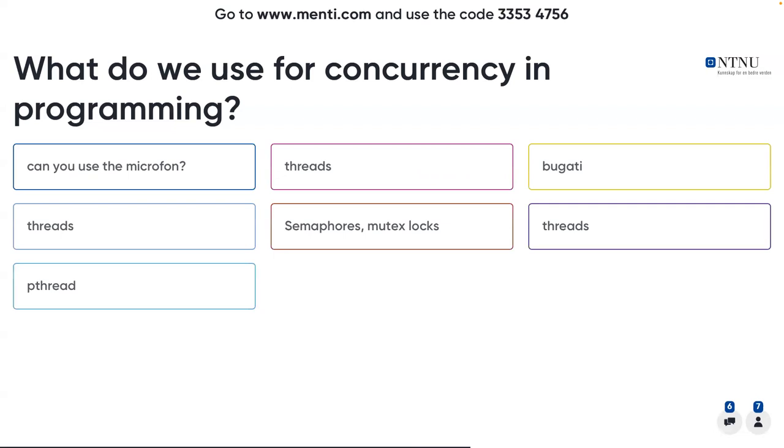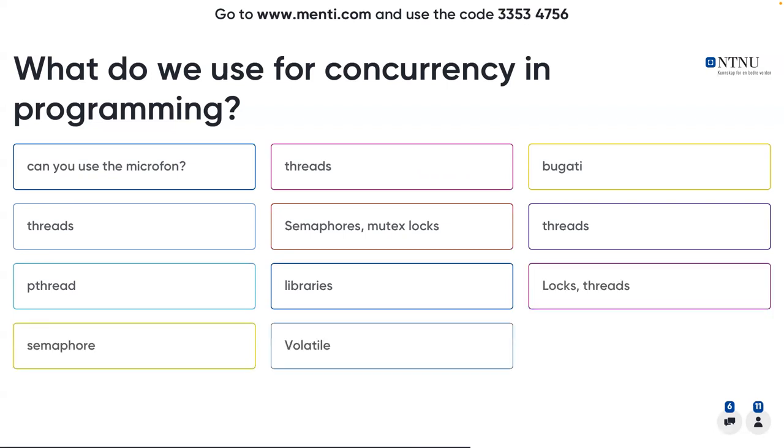Threads or pthreads. Yeah, that is the library that you use in C, pthreads. So use libraries, and pthreads is a library. What does the library offer? The library offers semaphores. What else does the library offer? The library offers a construct for creating a thread. What else? Locks. Yeah, that's a good one. And mutexes. Yes, exactly, for synchronization. So we do need semaphores and mutexes for synchronization.